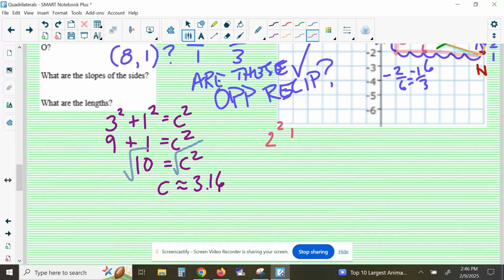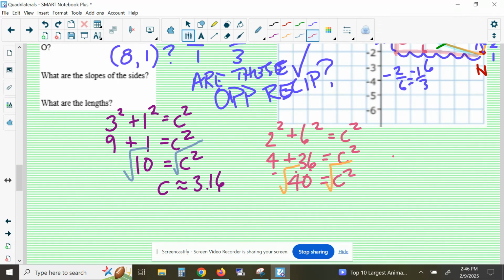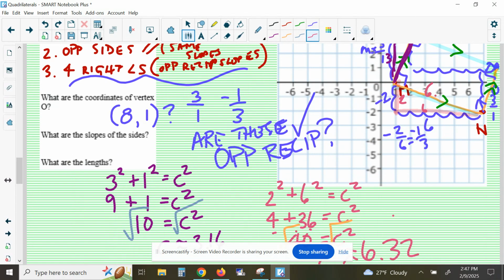So that's 2 squared plus 6 squared is equal to c squared. So 2 squared is 4 plus 6 squared, 6 times 6 is 36, equals c squared. Add these two together, and 36 plus 4 is 40 equals c squared. And then I have to take the square root of both sides. Second, x squared, put 40 in there, and I get approximately 6.32. So the length of this side is about 6.32.